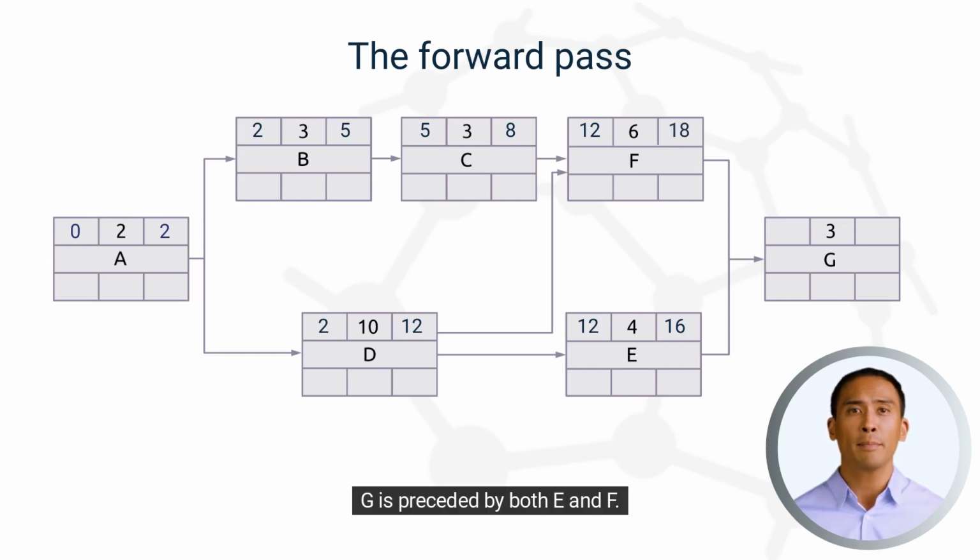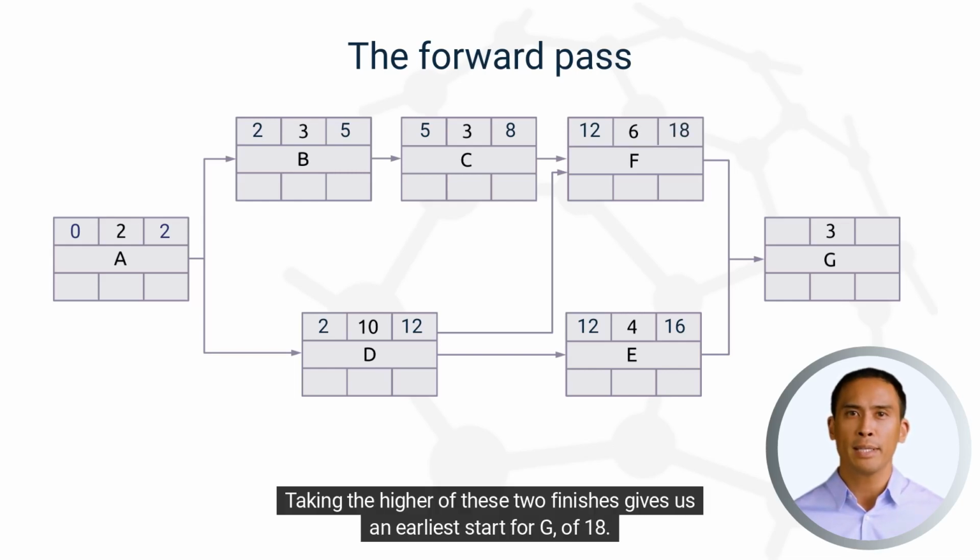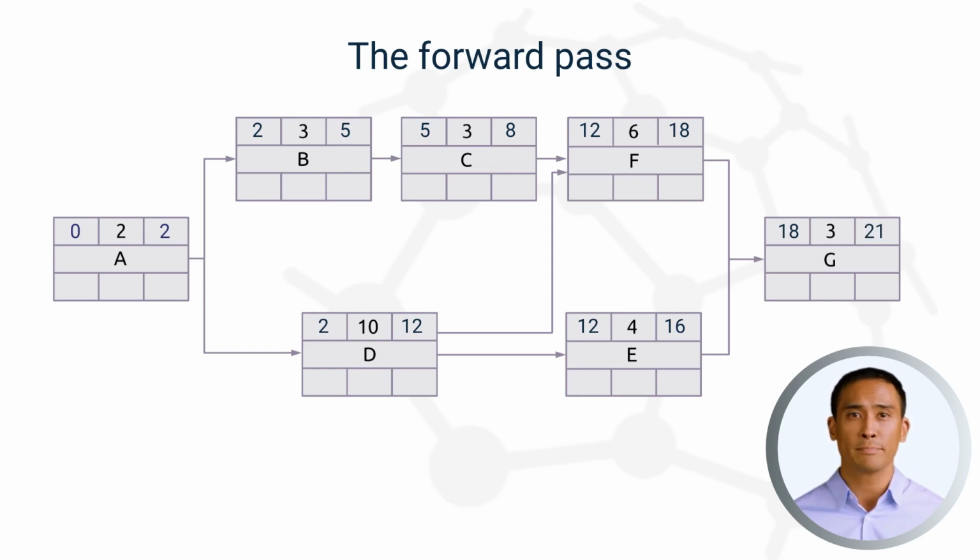G is preceded by both E and F. Taking the higher of these 2 finishes gives us an earliest start for G of 18. With a duration of 3, the earliest finish of G, and the project as a whole, is 21.